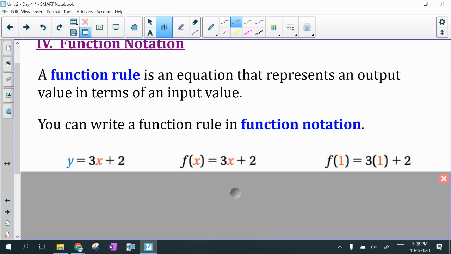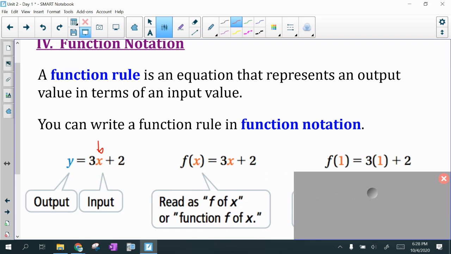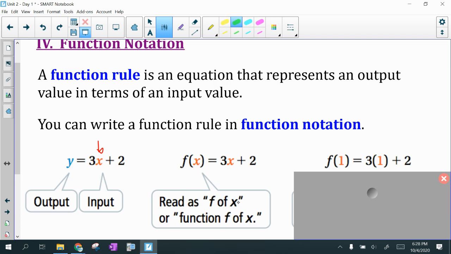Now you will notice that in the first case, my output is what I get out after I've plugged in some input value. Now the problem is that this sort of language is not convenient as we go higher in math. We don't always want to have a y. We sometimes want to write it in terms of, well, this is called f of x here, and we read it as f of x. I am never going to say function f of x. I want you guys to read this as just f of x.